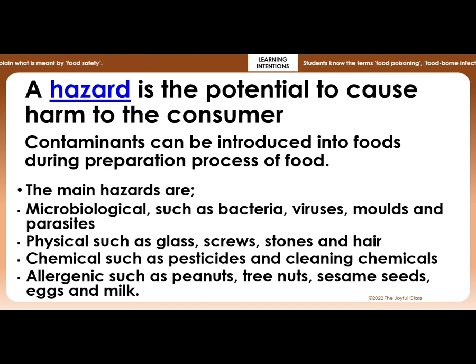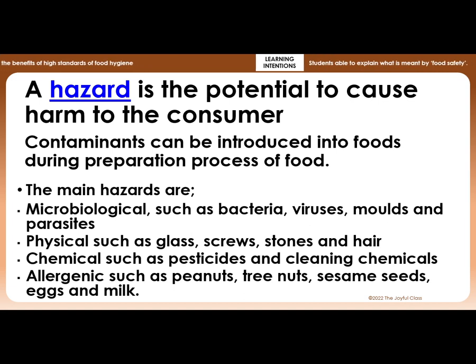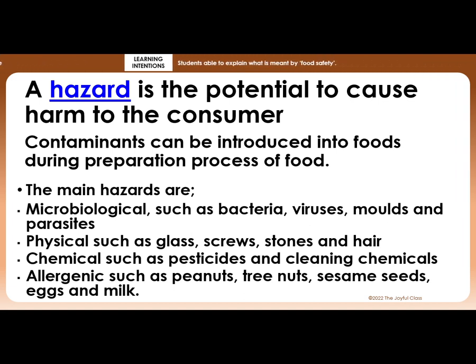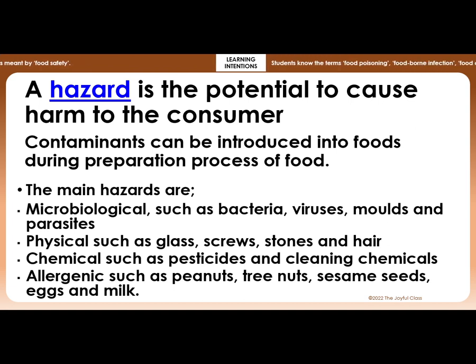Chemical could be things like pesticide and cleaning chemicals, bleach or detergent. And allergenic are anything that can cause an anaphylactic shock that the consumer is allergic to. Things such as peanuts, tree nuts, sesame seeds, eggs, milk, and a few others.